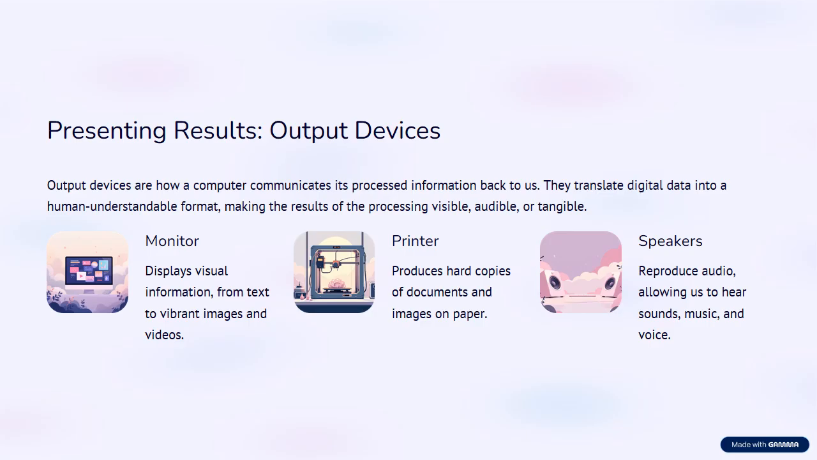Output devices. These devices are used to display the result of processing. The monitor shows text, images, and videos. Next, the printer produces output on paper, and the speaker outputs sounds. Output devices help users understand the result of their work on the computer.